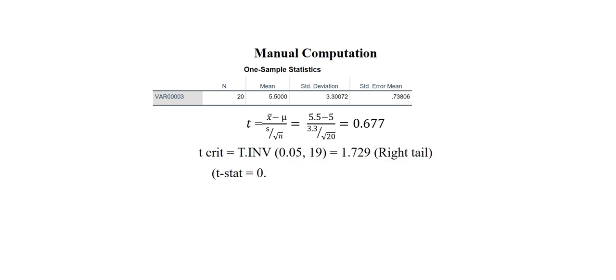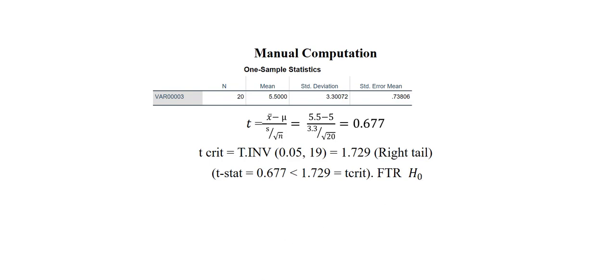Next, we compare the test statistic to the critical value. We see our test statistic is less than the critical value of 1.729. So as a result of that, we fail to reject the null hypothesis.